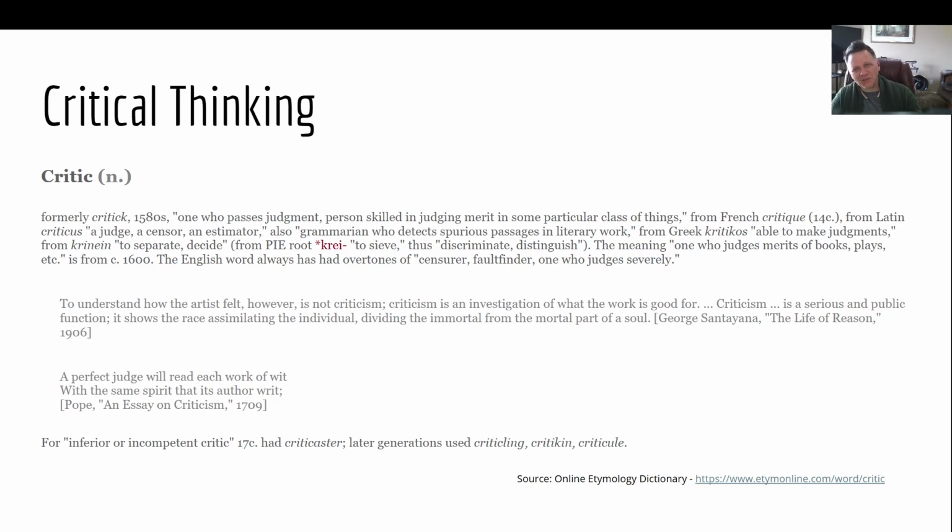Judge and judgment are other words that have negative connotations in our culture. That's partially because of the Christian substructure of our civilization. Matthew 7:1, judge not that you be not judged. But I want to disabuse you of this particular connotation. It is good to be able to judge. You have to be able to make good judgments.